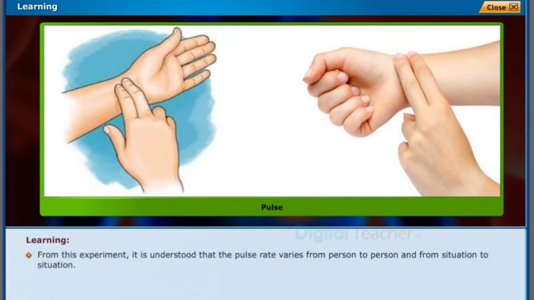From this experiment, it is understood that the pulse rate varies from person to person and from situation to situation. Now, let us observe the pulse rate by using matchstick stethoscope.